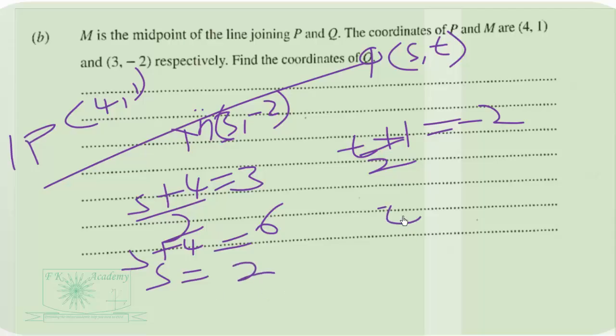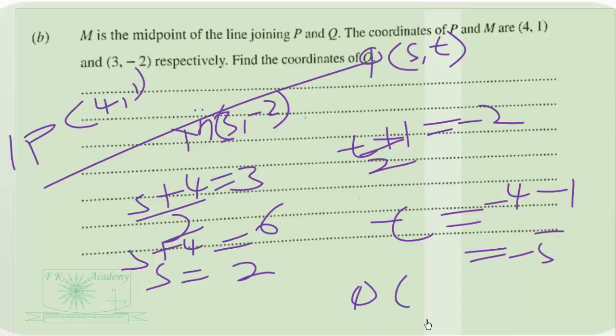Then T will be equal to negative 4 minus 1, which is equal to negative 5. So the coordinates of Q are 2 and negative 5.